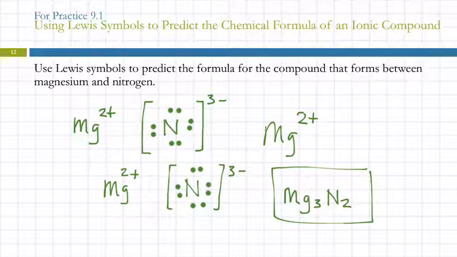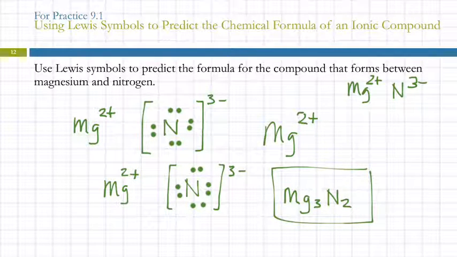Now we have looked at predicting formulas for ionic compounds before, but we did it in a different way, right? We looked at magnesium on the periodic table and said it's in group 2, so it's going to have a +2 charge as an ion. And we looked up nitrogen and determined from its location on the periodic table it's going to have a -3 charge. And so we looked at Mg2+ and N3-, and we said, well, how do we combine those so their charges add up to 0? We end up with the same answer, we just got there thinking about it in a different way.